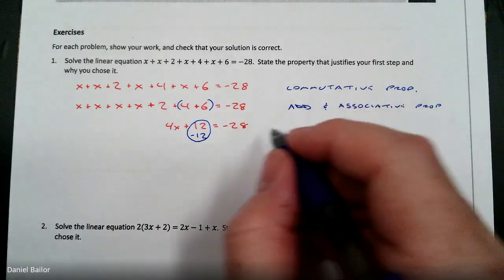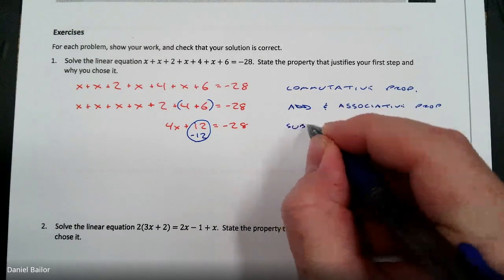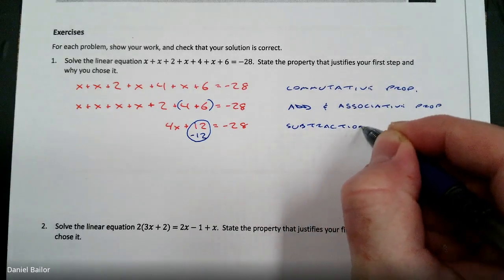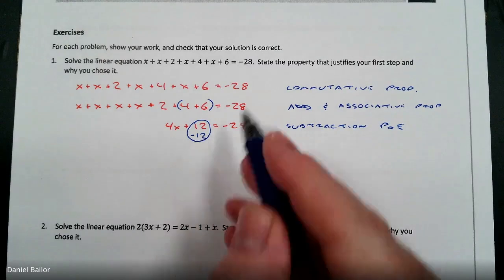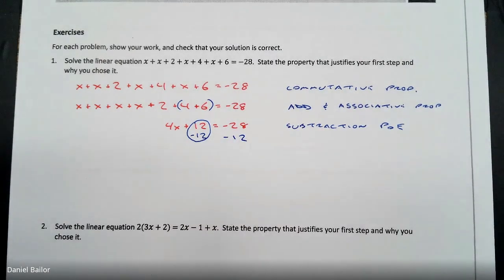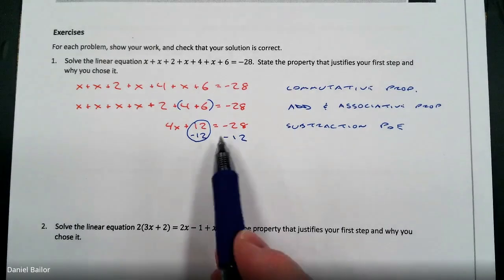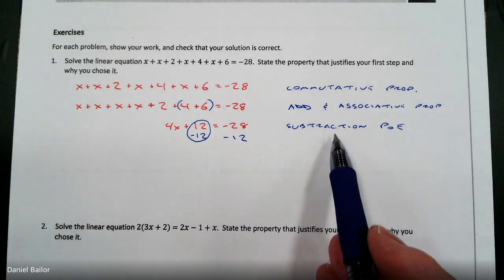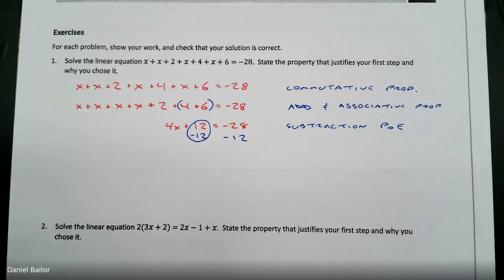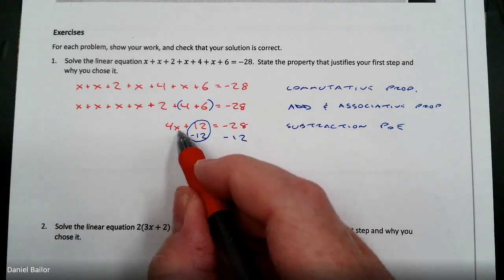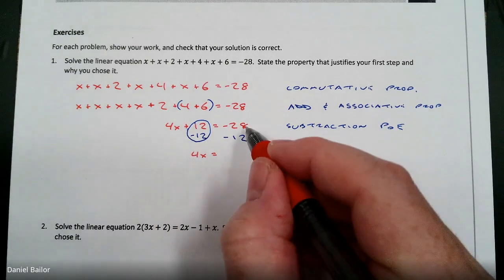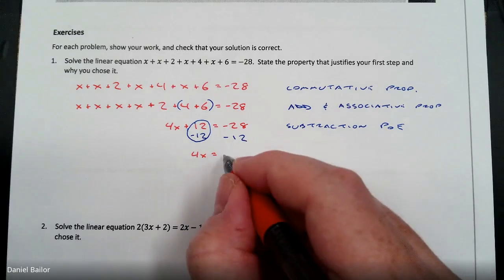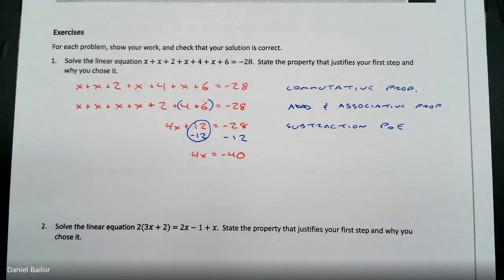But I need to use the subtraction property of equality to keep it equal. If I do minus 12 on this side, I have to do minus 12 on that side also. To stay equal, that's the subtraction property of equality. So after I do the subtraction property of equality, 4x plus this 0 is just 4x. If I have negative 28 and negative 12 together, that's negative 40. Now I'm getting closer to my true solution.